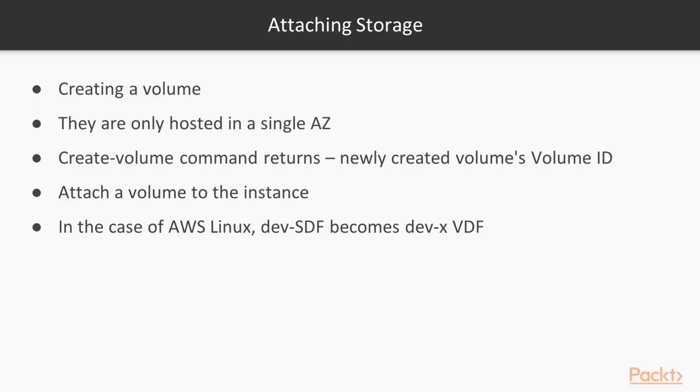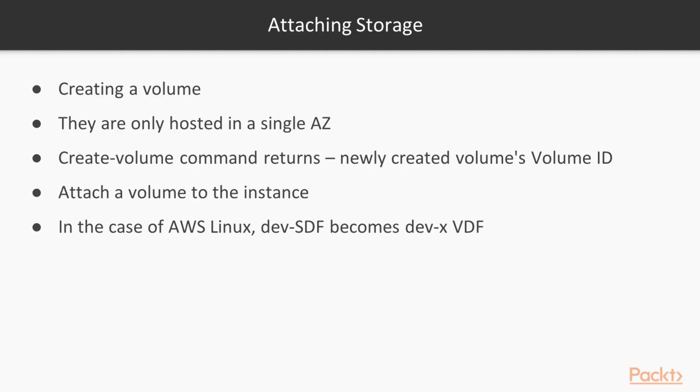We started by creating a volume. Volumes are created from snapshots. If you do not specify a snapshot ID, it uses a blank snapshot and you get a blank volume. While volumes are hosted redundantly, they are only hosted in a single AZ, so must be provisioned in the same AZ the instance is running in. The create volume command returns a response that includes the newly created volume's volume ID. We then use this ID in the next step.